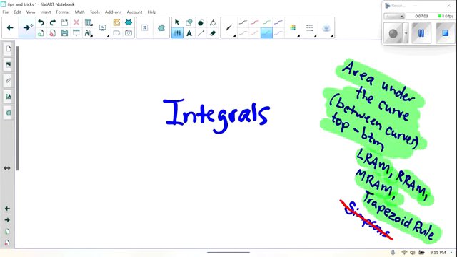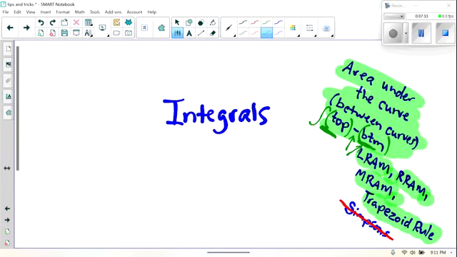Well, integrals are area under the curve. Sometimes they give you two curves and you have to find the area between the curves. If that's the case, it's always the top curve minus the bottom curve. And if you are going to integrate them, please put them in parentheses because you are subtracting the entire function that represents the bottom curve.